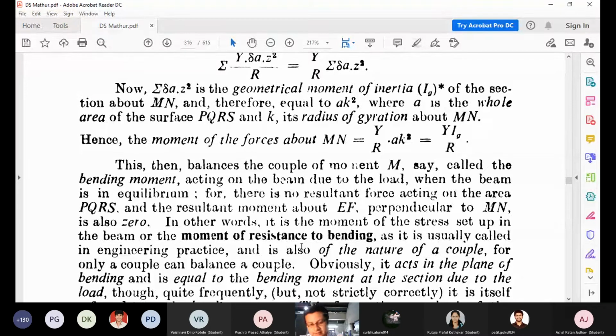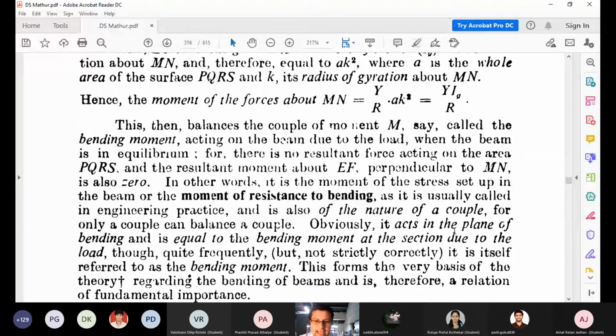This is the terminology used in engineering practice, and it is the nature of a couple. This is another name: the nature of a couple, or only a couple can balance a couple. The word couple basically comes from torque, the moment of forces acting on the length, where those forces are perpendicular to that length. That's where the term couple comes from. So hope you understand. Obviously, it acts in the plane of the bending and is equal to the bending moment at the section due to the load, and this is referred to as a bending moment.